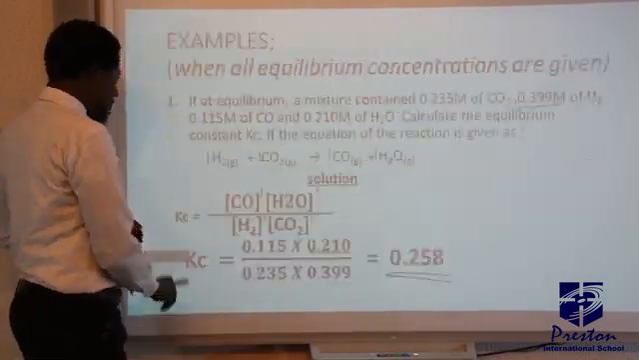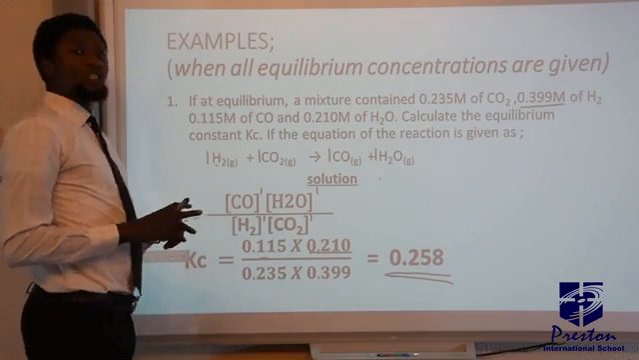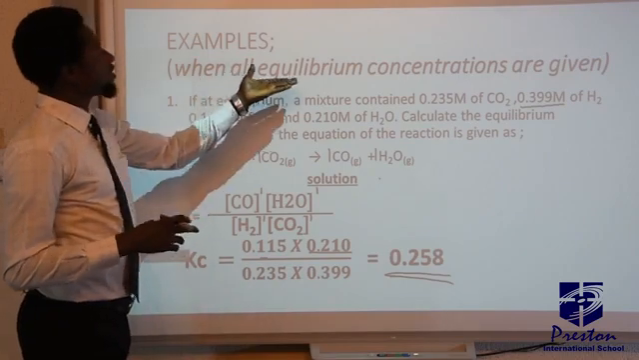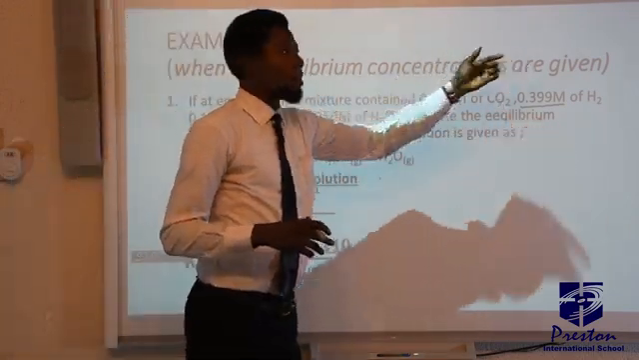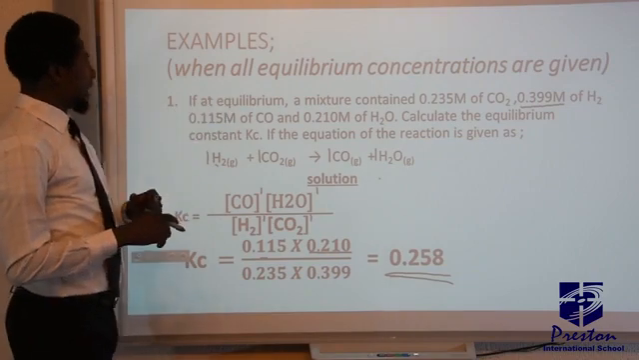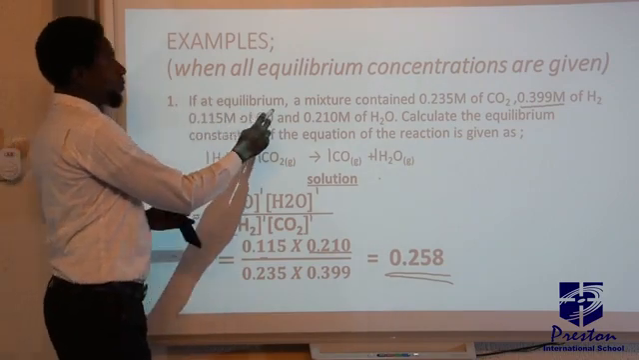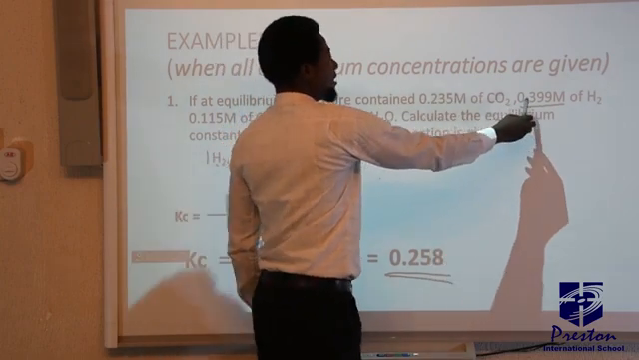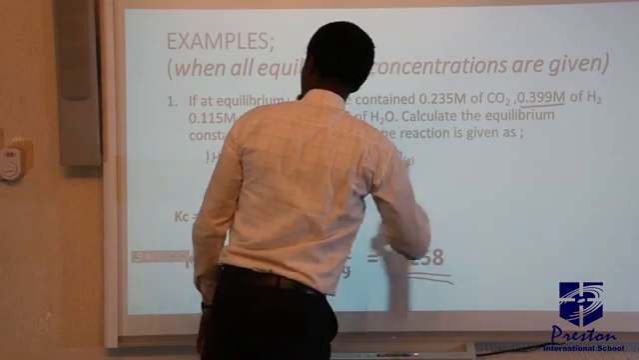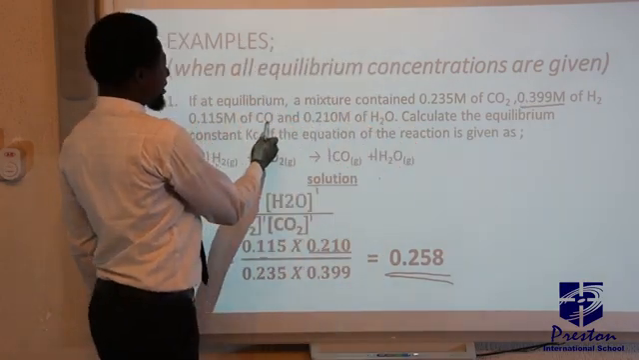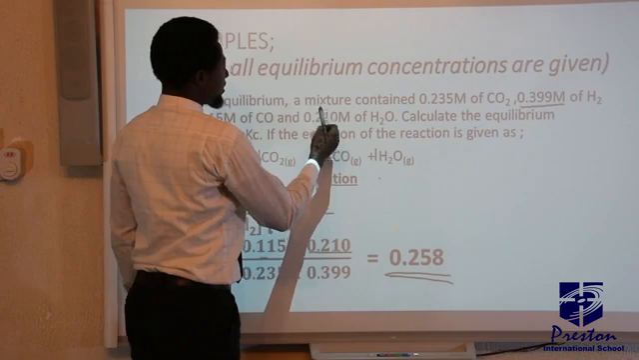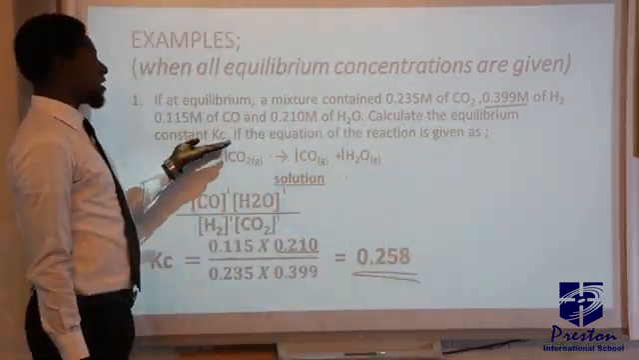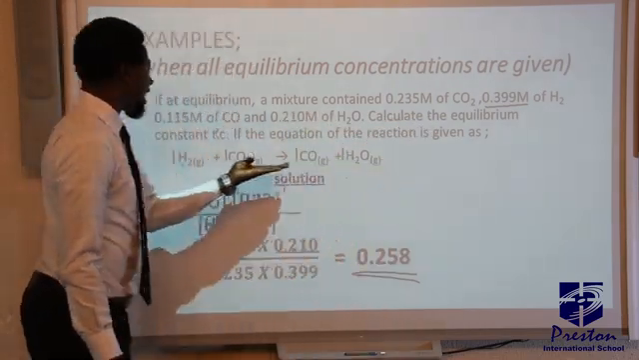To start with, there are various ways by which the questions will always be asked under this topic. We have cases where equilibrium concentrations are given. Let's look at an example of this. If at equilibrium, a mixture contains 0.235 molar of carbon dioxide, 0.399 molar of hydrogen gas, 0.115 molar of carbon monoxide, and 0.210 molar of water, then calculate the equilibrium constant, Kc, if the equation of the reaction is given as this.